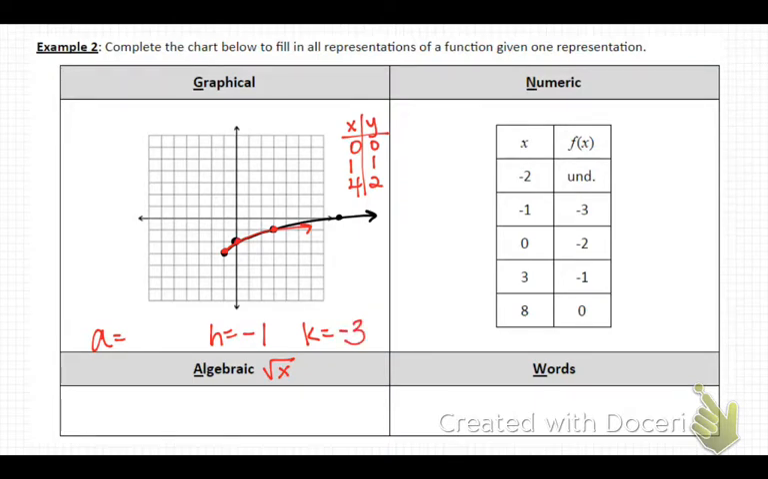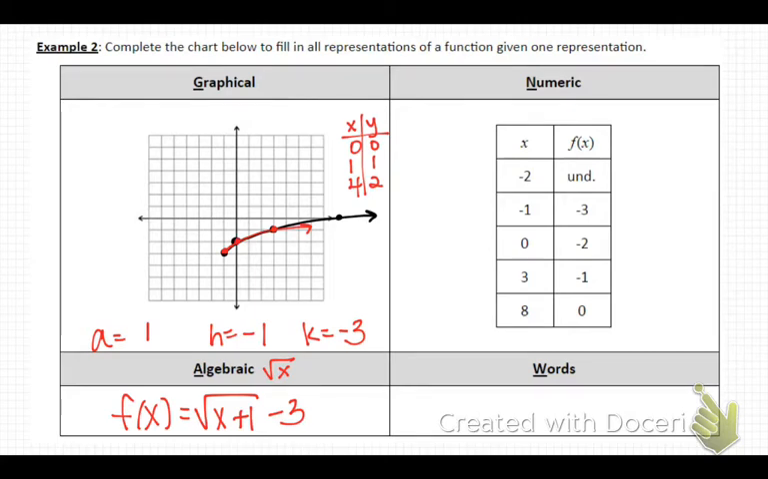Did I stretch, reflect, or compress? No. So what is A? That's going to be a 1. Okay. If A is not there, remember it's 1. If H or K is not there, that is 0. So now I have f of x equals, I can write my equation. F of x equals what? Square root of, I heard it, x plus 1, okay, minus 3, like that.